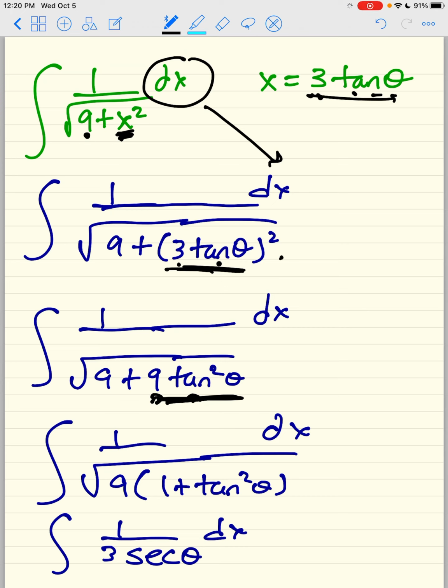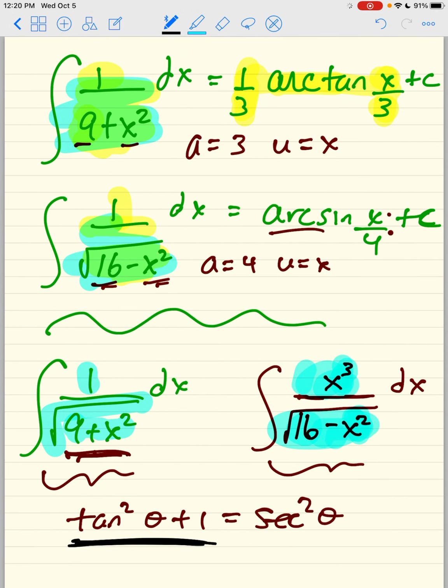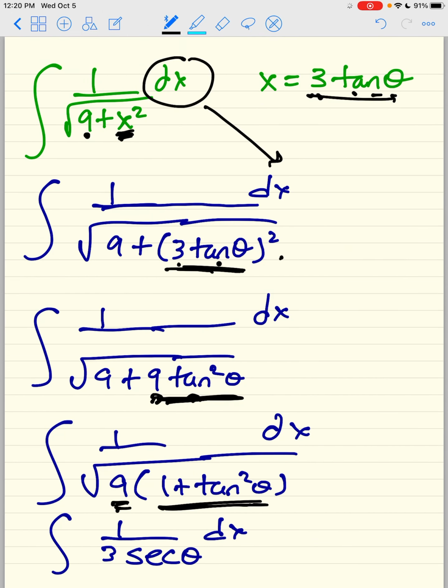Is that good? Now you're going to factor out the 9, and you're going to be left with 1 plus tan squared theta. In that case, I'm going to say 1 plus tan squared theta is this identity, secant squared theta. So this is secant squared theta, this is a 9. This is under a square root from the original problem. So 9 becomes a 3, and secant squared theta becomes a secant theta. You can pause the video if you need to. I still have this dx.